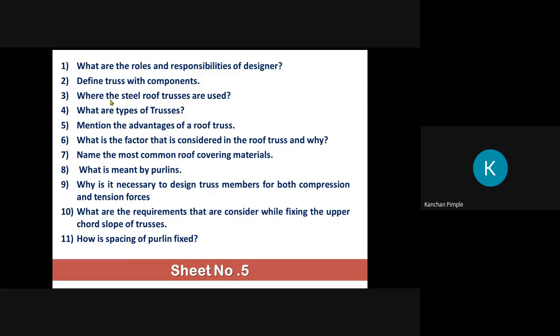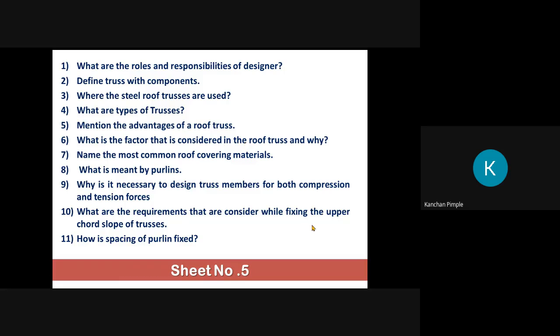Again, where the steel roofs are used, so you have to know again what types of trusses are there. So you have to remember Pratt, Howe, Fink. These are the different types of trusses. So which type of truss you have to select for your project? Okay, you have to answer it. Again, what are the advantages and disadvantages of roof truss? And what factors you have to consider for roof truss?